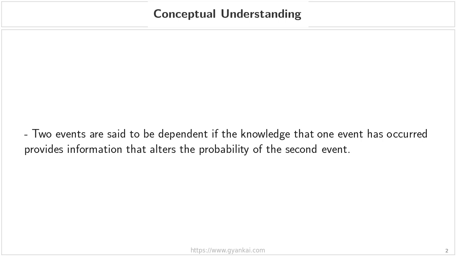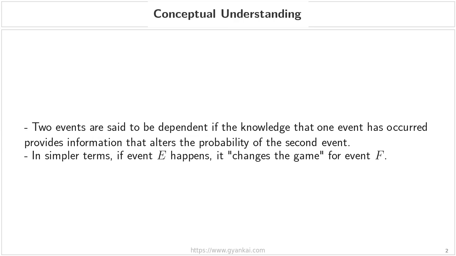Conceptual understanding. First, think about it this way. Two events are considered dependent if knowing that one event has already occurred gives you new information that changes the probability of the second event happening. It's all about how much new information you have.